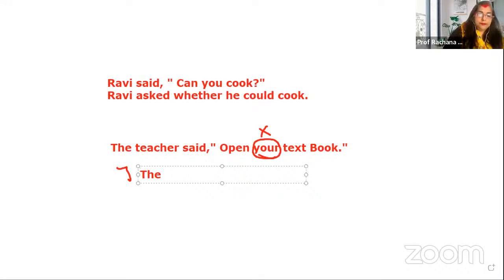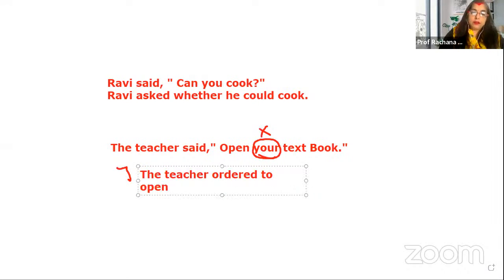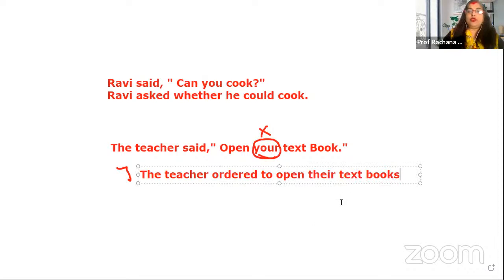the teacher ordered to, sab chale gaye, to we have to use open. Your will become, मैंने change of words में दिया था, their textbooks. Textbooks को हम लोग कुछ नहीं कर सकते, वो same to same. Ordered to open their textbook. Or the teacher ordered them to open their textbook.